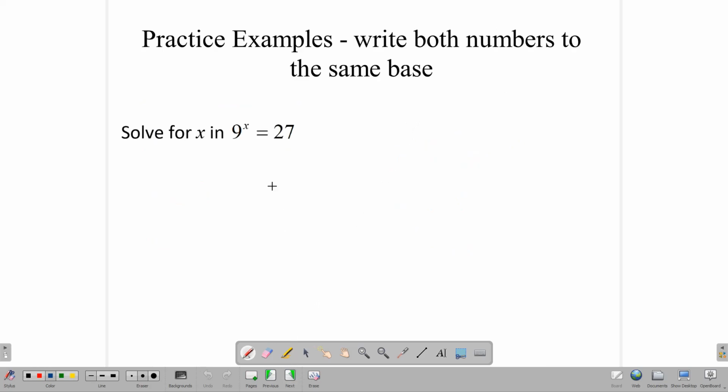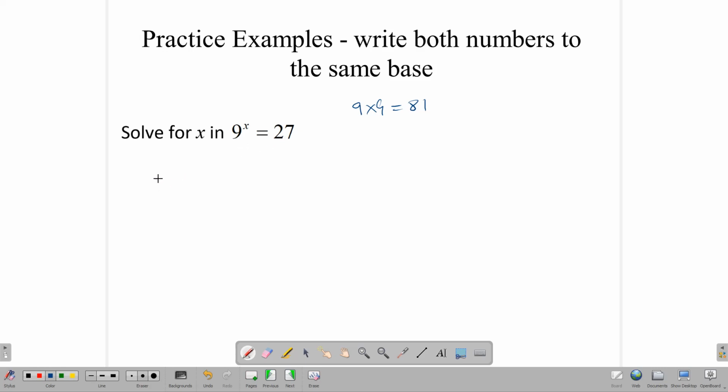Now let's look at another one that has a little more work. Here we have 9 to the x is equal to 27, and we need both of these to be in the same base. So we could try writing 27 as a power of 9, but if we do that, 9 times 9 is already 81, so it's way bigger than this, so we can't use 9. But what we can do is write 9 with a base of 3, and we can also write 27 with a base of 3.